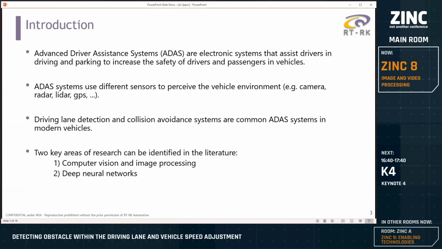Advanced driver assistance systems are electronic systems that are commonly used in modern vehicles, and they are used to assist drivers in driving and parking to increase safety. Part of this paper is working on driving lane detection and collision avoidance systems that are also very common. They use mostly a camera, but they can also use radar or lidar as input. Two key areas of research can be identified for this approach. First is using computer vision and image processing, while another is using deep neural networks. We will use the first approach.